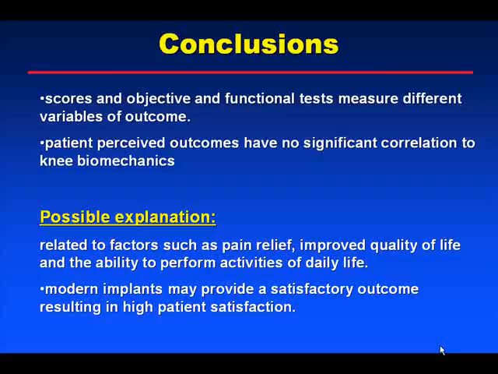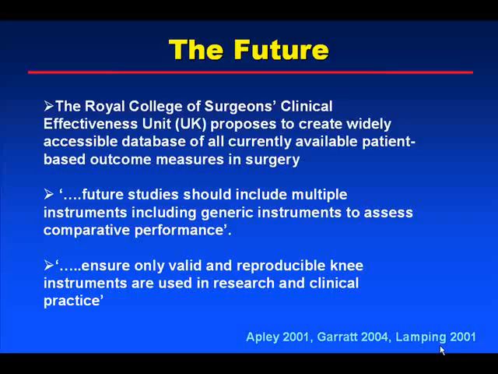So what is the future? The Royal College has proposed that for quite a while now. We should actually have a database which is accessible and available to everyone doing research or doing knee replacements or total arthroplasties. All future studies should include multiple instruments, and only valid and reproducible instruments should be used in research and in clinical practice. Thank you.